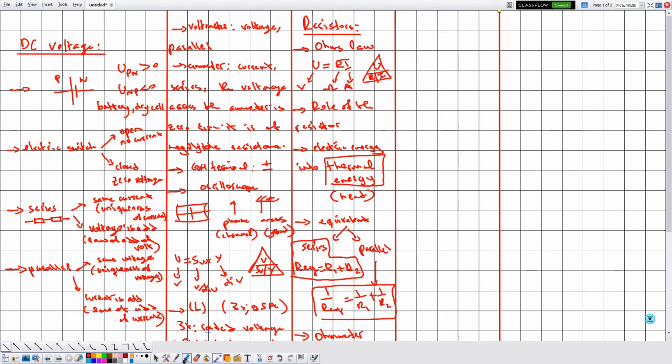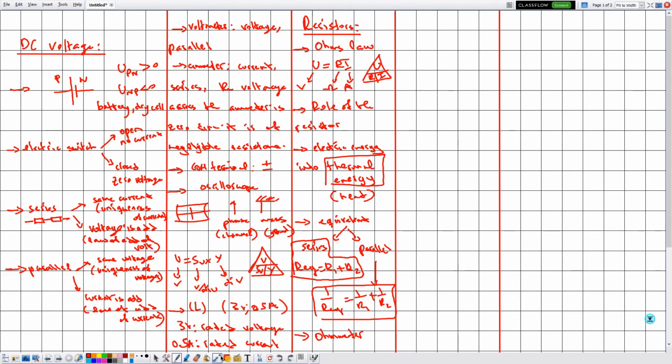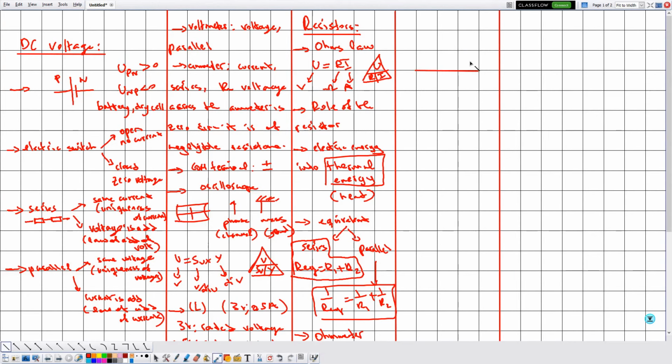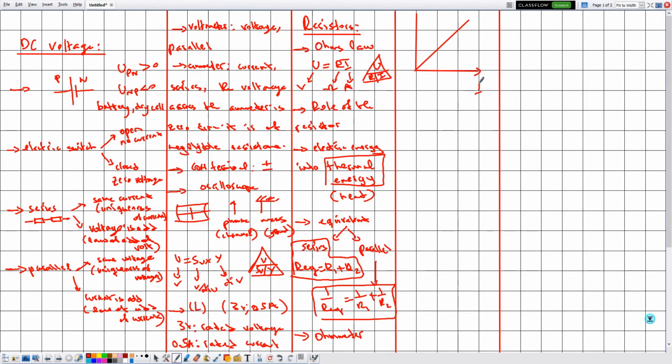Now we need to discuss the shape of the characteristic current voltage curve. Now this is I and this is U. This is the shape of the curve, and if it's a straight line passing through the origin, it's gonna be a resistor. Then the shape is a straight line passing through the origin. Alright, this is known as the characteristic current voltage curve.